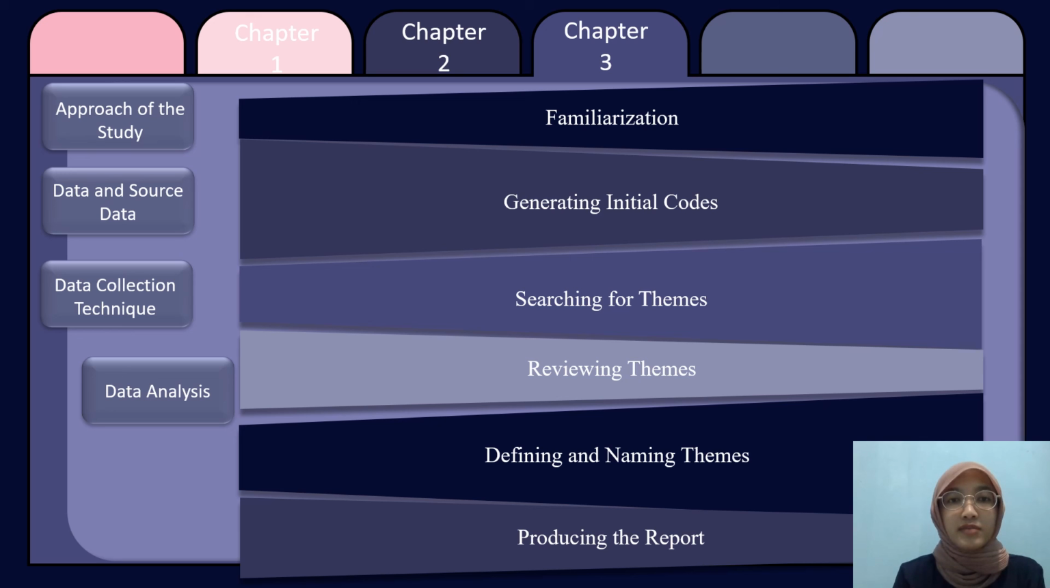And next, defining and naming themes. Researchers have a list of themes from the last stage, and in this stage they name and define each of them. Defining themes means writing exactly what we mean by the theme and figuring out how it helps us understand the data. Naming a theme involves creating a concise and easy-to-understand name for it. And the last, producing the report. The final step is for the researcher to combine everything that is found and report the findings.